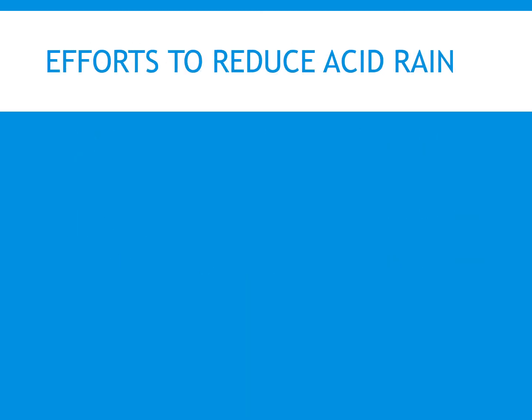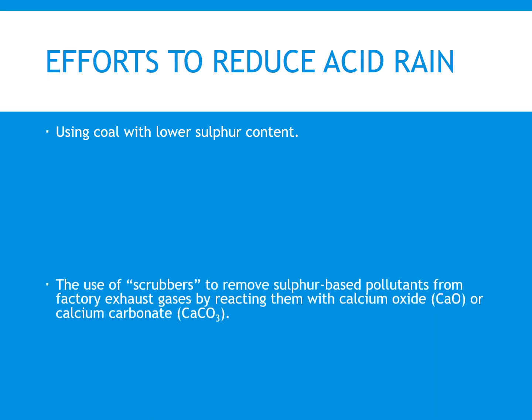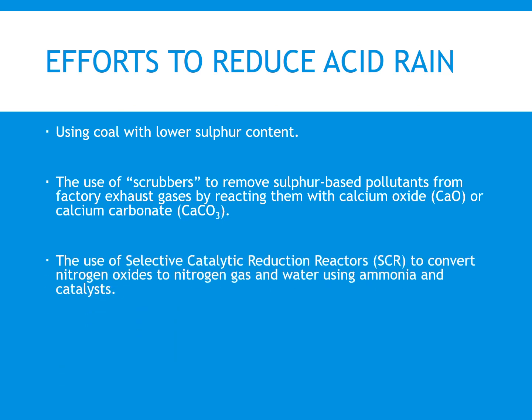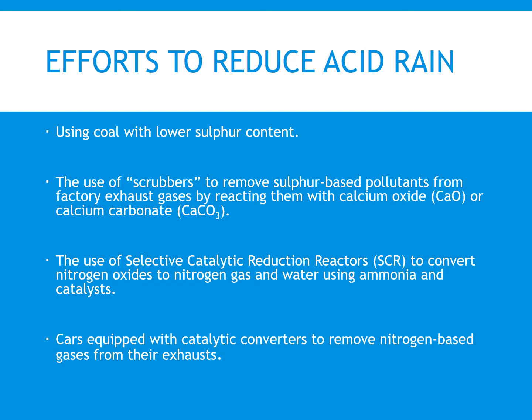You now need to list 2 ways to reduce acid rain in your booklets. There are a few ways of doing this. One is to use coal with less sulfur content. We can use scrubbers in industry to filter out sulfur dioxide by reacting them with calcium oxide or calcium carbonate. We could also use selective catalytic reduction reactors that convert nitrogen oxides to nitrogen gas and water using ammonia and catalysts. With our cars, we can use catalytic converters to remove nitrogen-based gases from the exhaust. These days, all new cars have this converter coupled to the exhaust pipe.